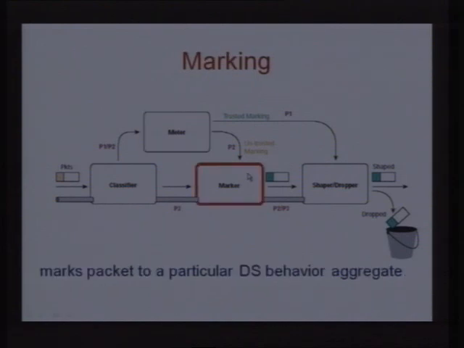Now what the marker does: once the packet has been classified, there is a need to color it. We had seen that there are different packets and these different packets would expect different treatment, and for that we are coloring them. Classification was a process which allowed us to differentiate different packets. The marking allows a packet to be given a color.